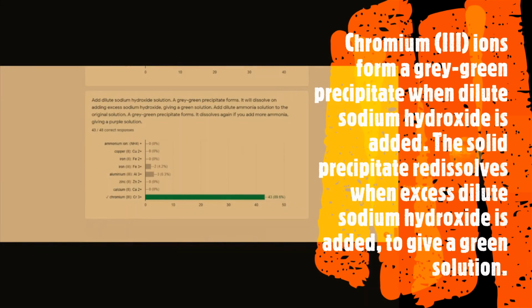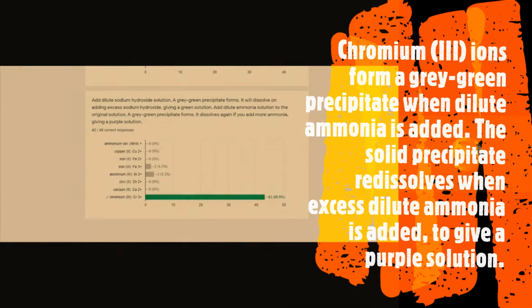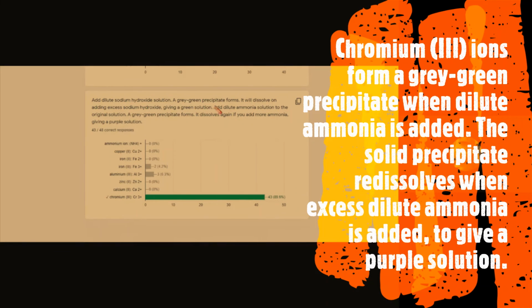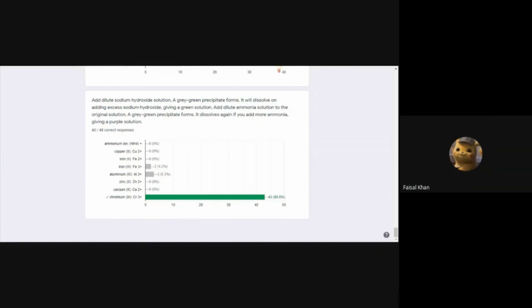And then finally, a grey-green precipitate forms. It dissolves again if you add more ammonia, giving a purple solution. So I think earlier, there we go. A grey-green precipitate forms. It will dissolve on adding excess sodium hydroxide. There's that green solution I highlighted. The chemistry behind this is very, very intricate. You add more ammonia, so it's a really strong alkali solution. Then you get another green precipitate, but if you add more ammonia, it goes purple. That is the chromium test.